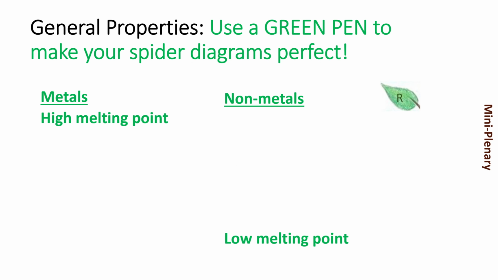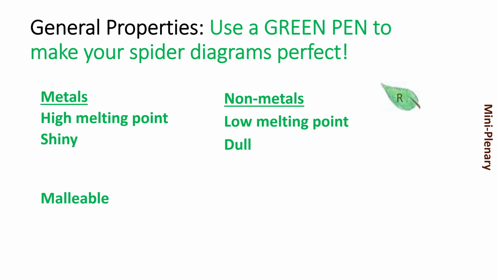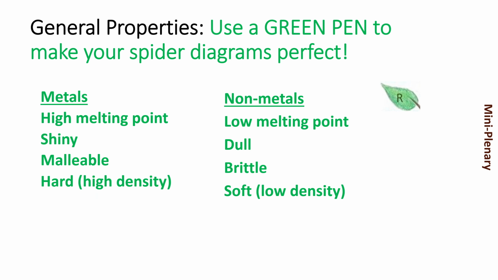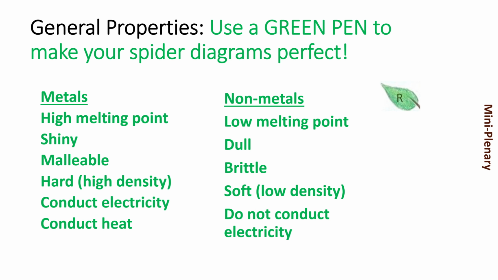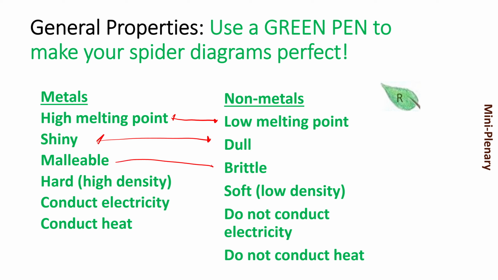Now, here are the properties. You'll notice that quite often they are opposite. So if you look, metals have a high melting point, but non-metals have a low melting point. Metals are shiny, non-metals are dull. Metals are malleable, which means bendy, whereas non-metals are brittle, which means they break easily.